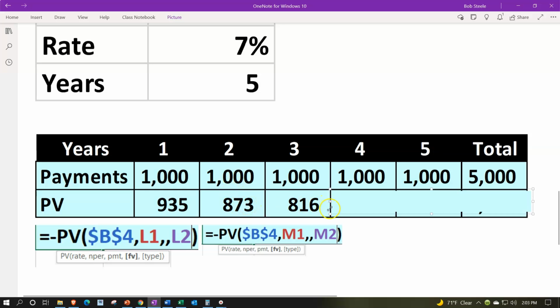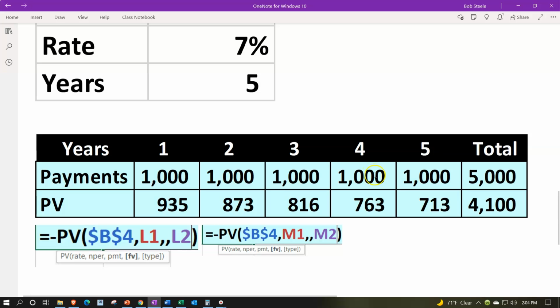If we do the same thing, copying it over, discounting the 1,000 3 years out, 7% back 3 years, 816, discounting the 1,000 4 years back at the 7%, 763, discounting the 1,000 5 years back at the 7%, 713, adding that up, we get once again to the 4,100.